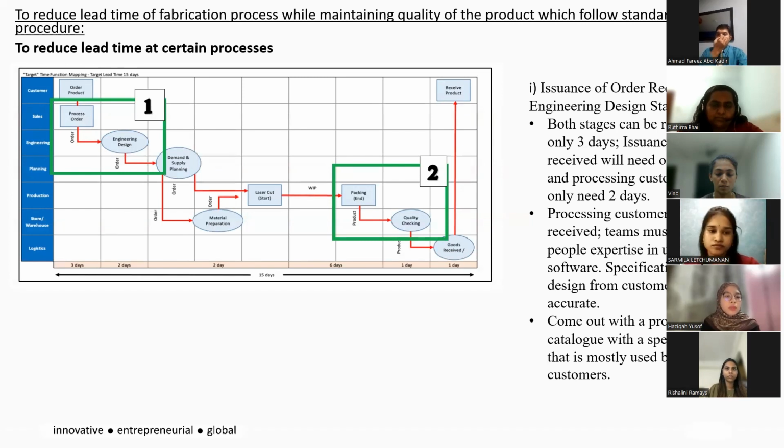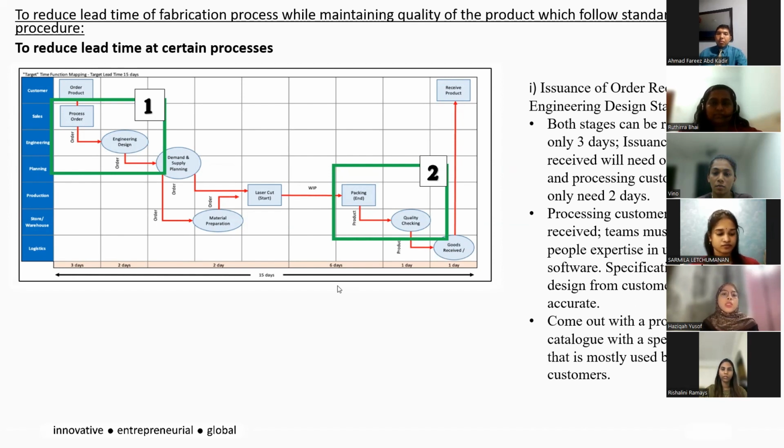From the slides, we can see that we have two portions that we can focus on more: the first is issuance of the order received from the customer, and the second is the engineering design stage. Currently the total days that we need is around 5 days, and we can try to improve it to 3 days. This means issuance of the order received will only need 1 day to proceed with the customer order, the PO, and processing the customer design will only need 2 days.